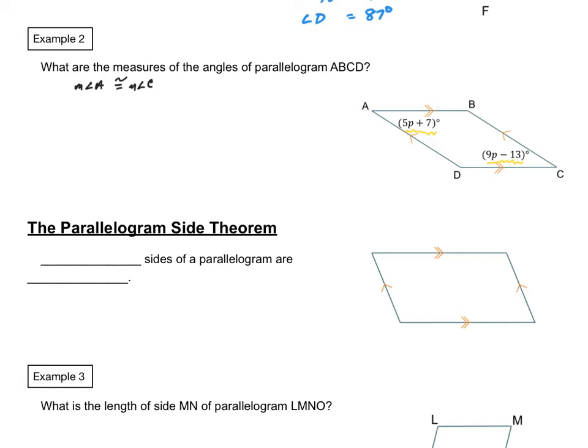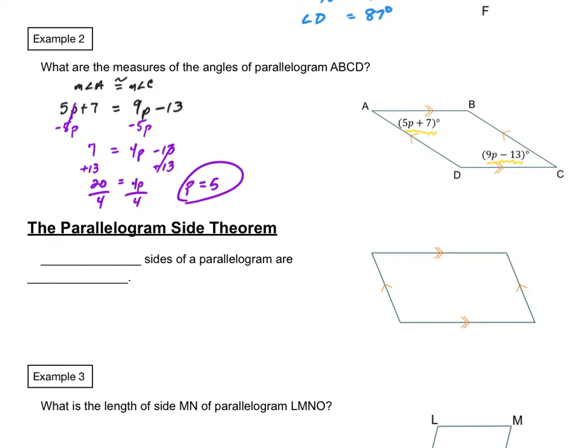So just do some substitution. We have A is 5p plus 7, and that is going to be equal to C, which is 9p minus 13. Do some inverse operations, combining like terms, right? What I do to one side of the equation, I do to the other. That becomes 0, and I have 7 is equal to 4p minus 13. Add 13 to both sides to combine my like terms, and 4p is equal to 20. Divide both sides by the coefficient, and I found out that p is equal to 5.